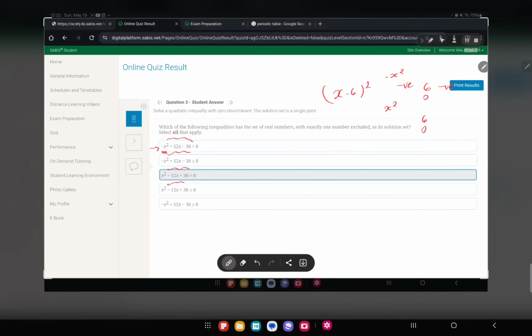Again, 6 is the same root. 6 is the root, so at 6 it's 0. But now since it's positive, it's going to be positive after and positive before. I'm talking about this one, because we have two functions here. One positive, one negative. Okay, let's take a look.